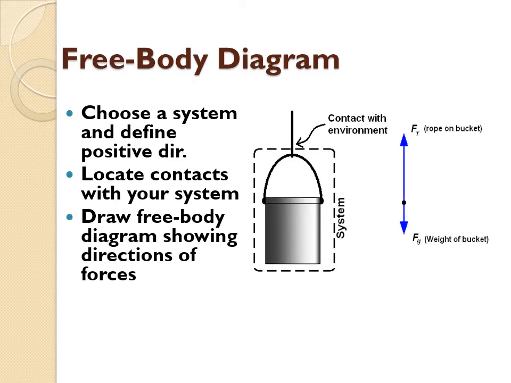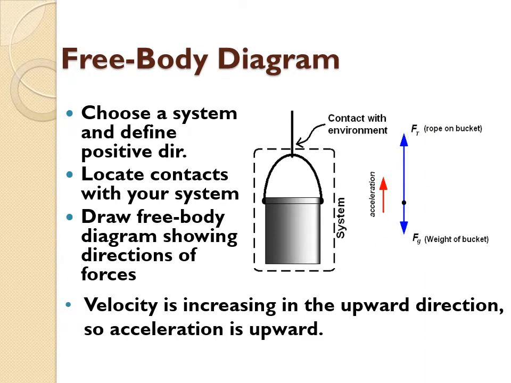So we draw our free body diagram where we say our system is going to be this dot right here. And then the forces that are acting on my system, I got force of tension upward and I got force of gravity downward. Now let's suppose I have this system where the velocity is increasing in the upward direction. If the velocity is increasing upward, that means velocity is upward and it's increasing, then the acceleration has to be in the same direction. So the acceleration is upward also.